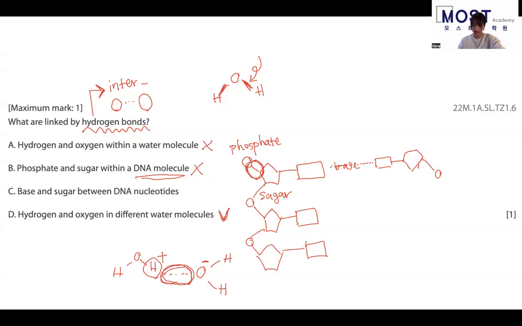And C, base and sugar between DNA nucleotides. So that would be this one right here. Right. So this is another covalent bond, which means that's not a hydrogen bond. Right. So the answer is D, hydrogen and oxygen in different water molecules.